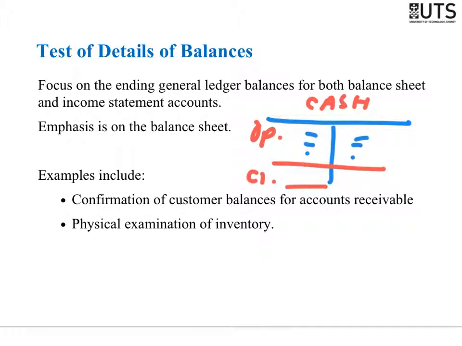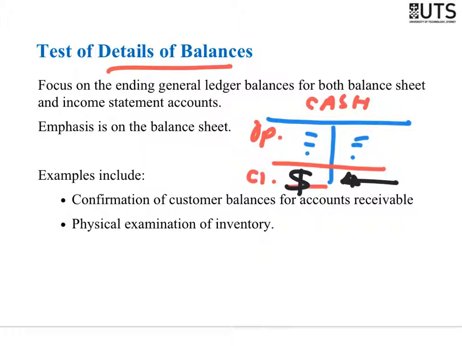Ladies and gentlemen, every single one of those is a transaction. So if you are getting verification for any one of these, you're doing a test of transaction, okay? Here's the other way you can test. Instead of testing the detail within your T account, you might just want to get support for the ending balance, just this one here. Ladies and gentlemen, that is a test of details of balances.